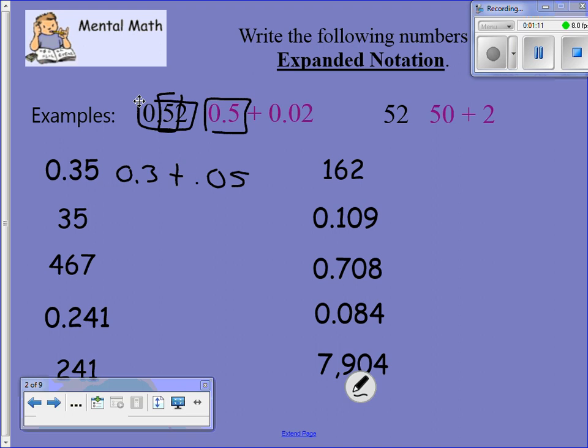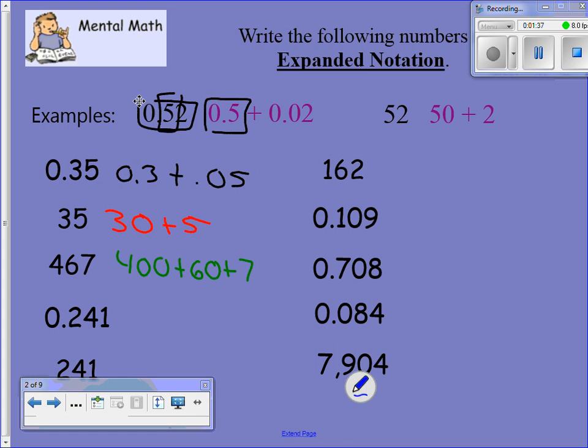I'll change my colors here. Next one we have 30 plus 5. Now anytime you can pause because I'm going to be working all of these out. So my advice is you solve the problem first and then you check to see if it's right. And if you didn't get it right, try and find your mistake. This one right here we have 400 plus 60 plus 7.